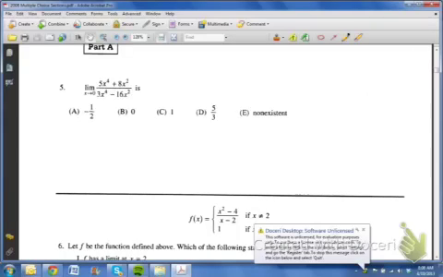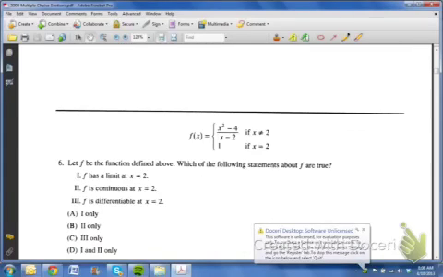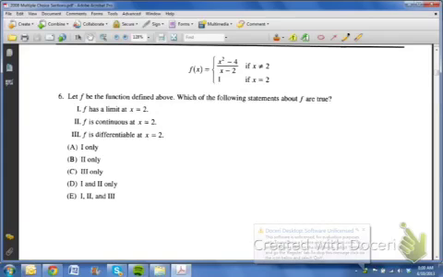All right, I'm going to work the next 5 problems in the 2008 multiple choice non-calculator portion. So I'm going to work 6 through 10. All right, so on number 6, let f be the function defined above, which of the following statements are true. All right, so first off, f has a limit at 2.